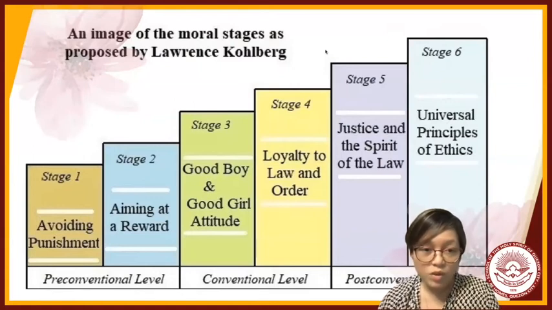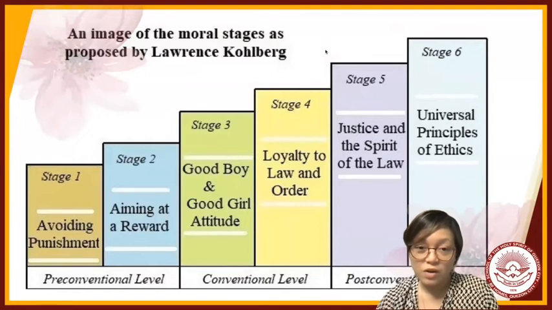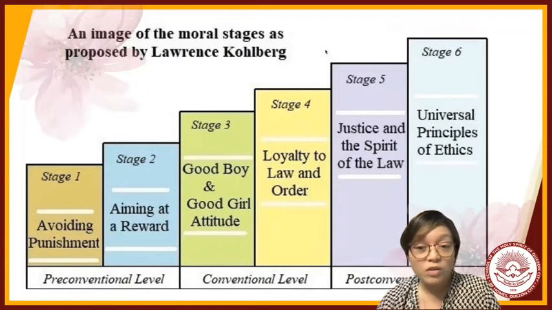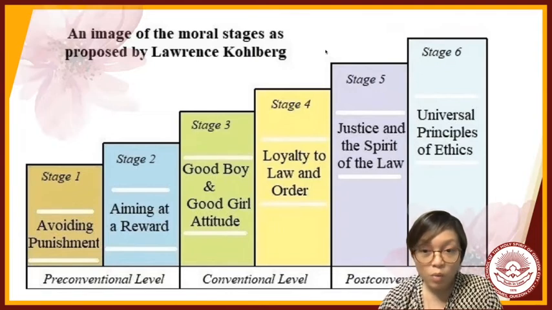The first level, which is the pre-conventional level, includes both stages 1 and 2. In stage 1, we do good simply because we want to avoid punishment. So that is the earliest stage of moral development. As we move on to stage 2, we do what is good because we aim at receiving a reward. Somehow, we have been conditioned, like what B.F. Skinner mentioned in his theory. We have been conditioned that if we do a certain task or we make a certain effort, we will be rewarded because it has happened in the past. So we do what is asked because we are aiming for a reward.